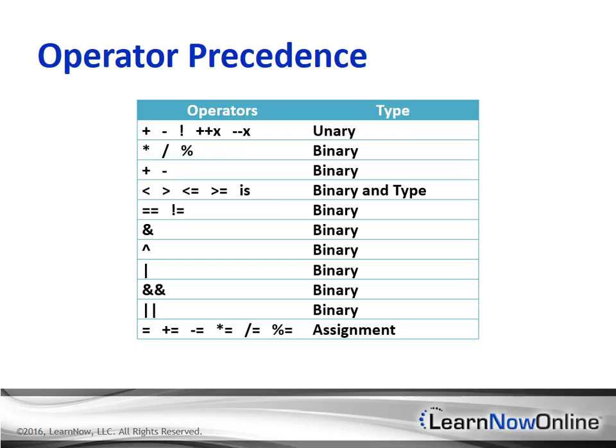All right, so you can see that the unary operators, plus and minus, which change the sign of a number, minus to plus and plus to minus, have a higher precedence than multiplication or division. Multiplication or division has higher precedence than the plus and minus binary operators. Comparison operators have the next level precedence, and then on down the table.